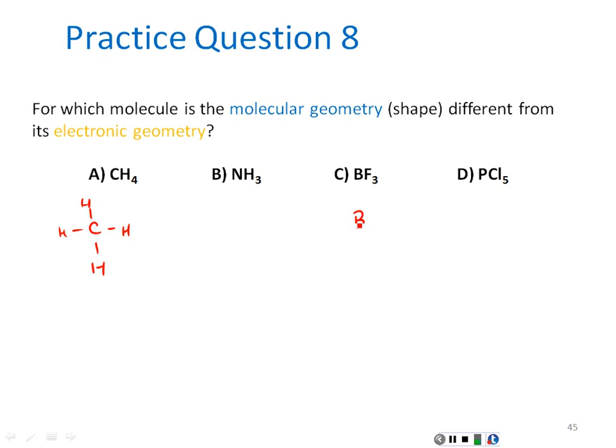And we've seen BF3 before. So its Lewis structure would be this. Phosphorus pentachloride. Here's an example of an expanded valence.